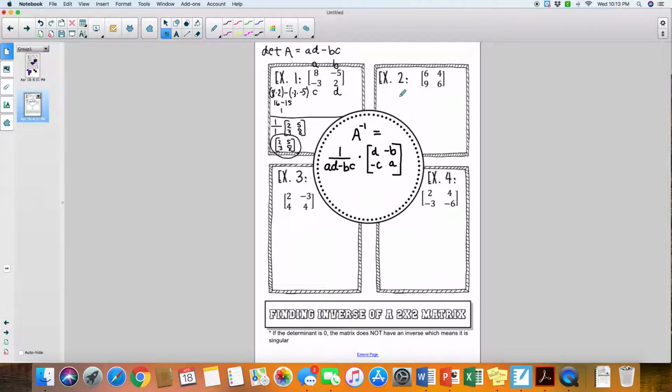All right, so let's look at example 2. Again, the first thing I want to do is find the determinant. So that will be 6 times 6 minus 4 times 9. 6 times 6 is 36, minus 4 times 9, which is 36. The determinant is 0. Because the determinant is 0, I can't divide by 0. This is singular.